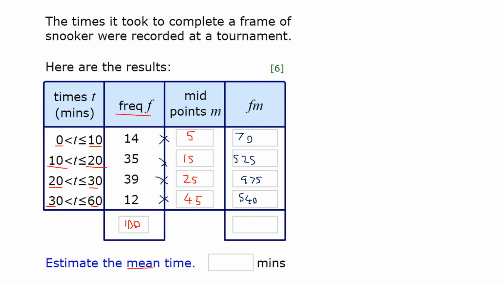Let's add them up. When we add them up, we get 2110. And so the mean is going to be 2110 over 100, which is just going to be 21.1 minutes. Okay? And that is our final answer.